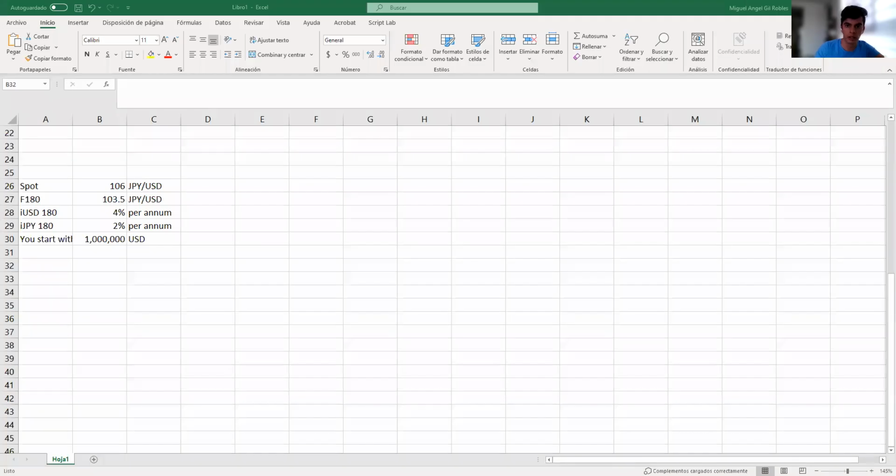So welcome again. Now we are in Excel because we are going to practice with what I told you. Imagine that you have access to $1 million. That's the amount of money that you have. And you have the opportunity, or the access, to the Japanese market. So something that you can do is invest in Japan.